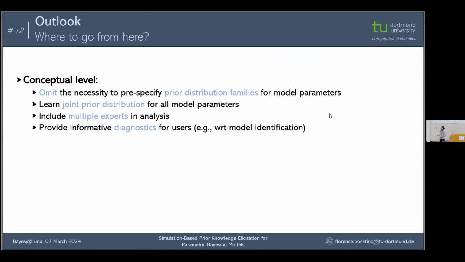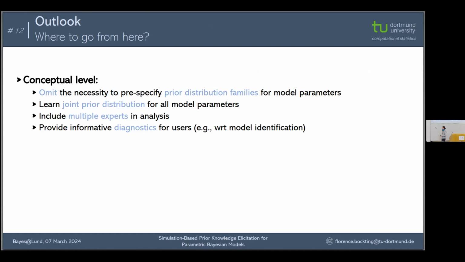From this, we can now ask where we want to go from here. There are 2 areas which are of particular interest for us. From the conceptual level, it is still required at the moment, as you have seen, that we specify the prior distribution family. This is still a relatively challenging part, and we would like to have a method where we even omit this necessity. Combined with this, it would also be nice to have a method which does not learn only independent priors between the model parameters, but a joint prior for all model parameters.